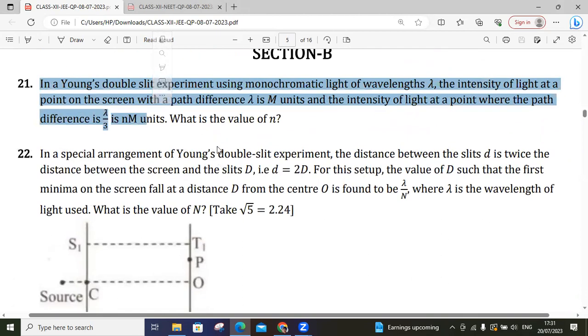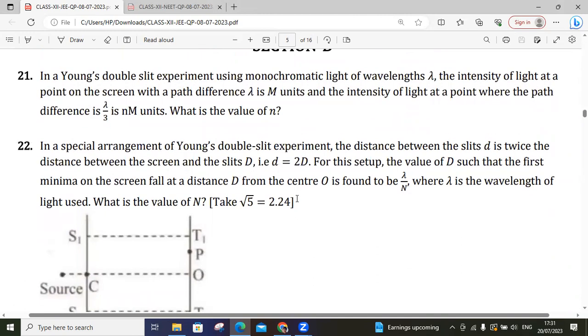Young's double-slit experiment using monochromatic light of wavelength lambda. Intensity of light at a point on the screen with the path difference lambda is M units, and the intensity of light at a point where the path difference is lambda by 3 is nM. What is the value of n? How to do this? In double-slit experiment, this is.